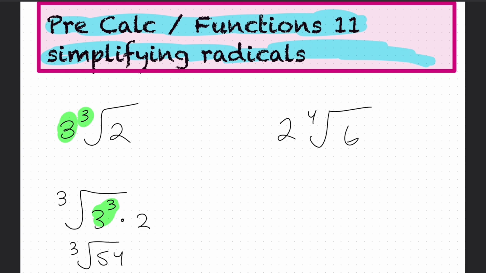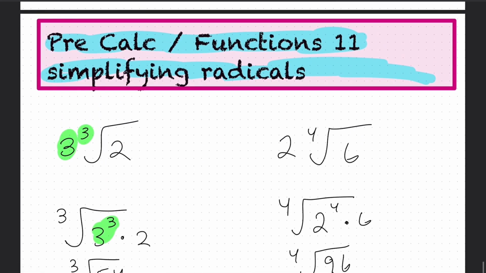Good. Try this one. So this is the 4th root. So 4th root, and there's a 2 on the outside, so the 2 had to have been to the 4th exponent, and then multiplied by the 6, which would just be 4th root 96.